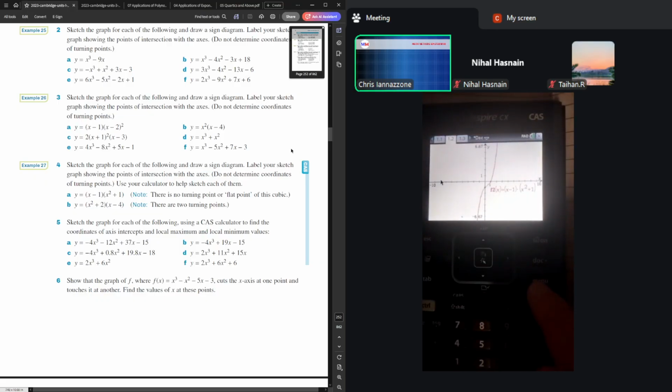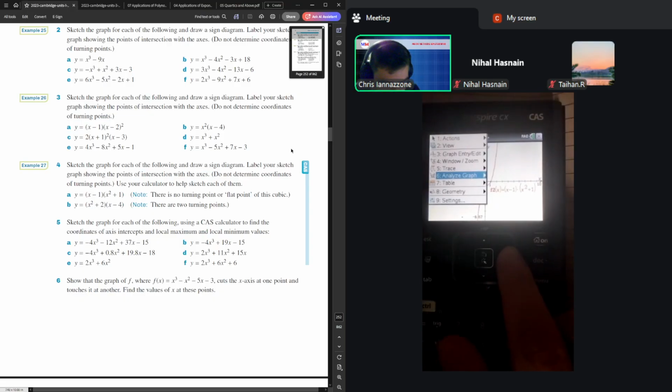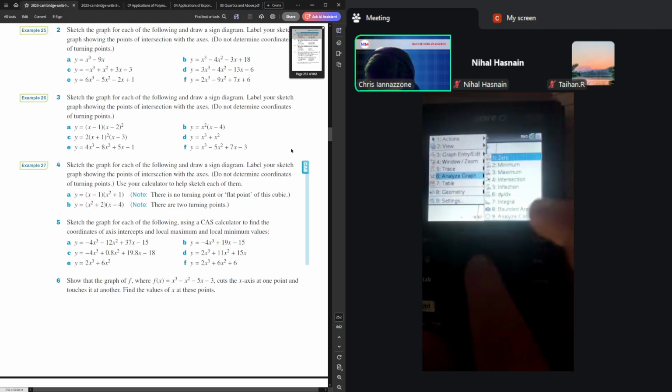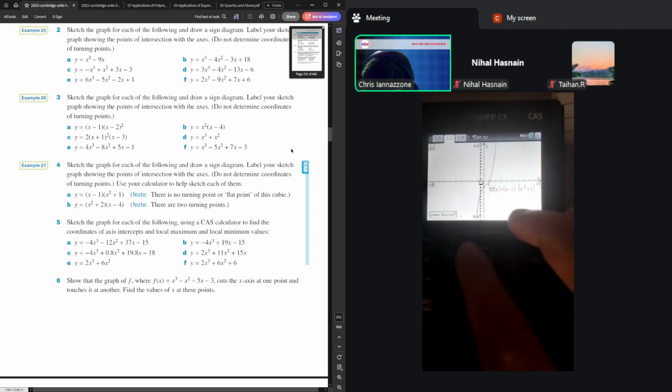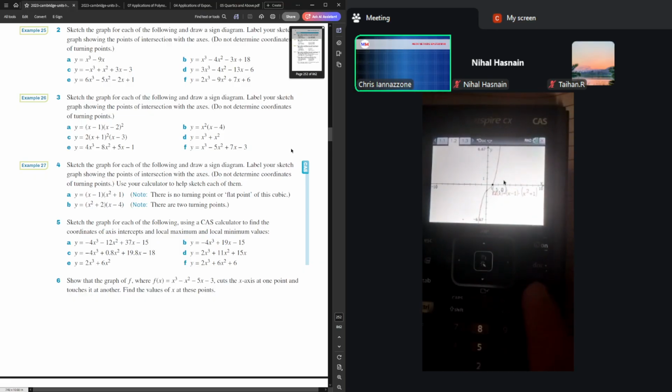As for how to use it, you go to your Analyze Graph section, the 6 section here, and you've got a whole bunch of options. Zero, for instance, will help you with your intercepts. I think it does both. No, it just does the x. Okay, so it does your x intercepts.